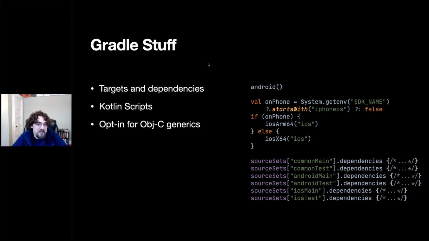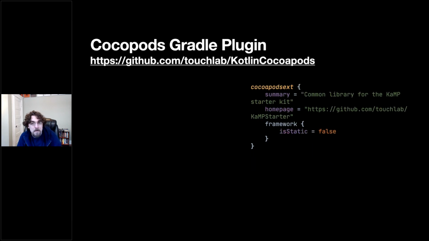And then we have some configuration to opt into generics on the Objective-C side. Generics in Kotlin aren't automatically forwarded to Objective-C and Swift in Kotlin 1.3, but they will be in 1.4. And then we opted into the experimental coroutines API because we were using them in a bunch of places.